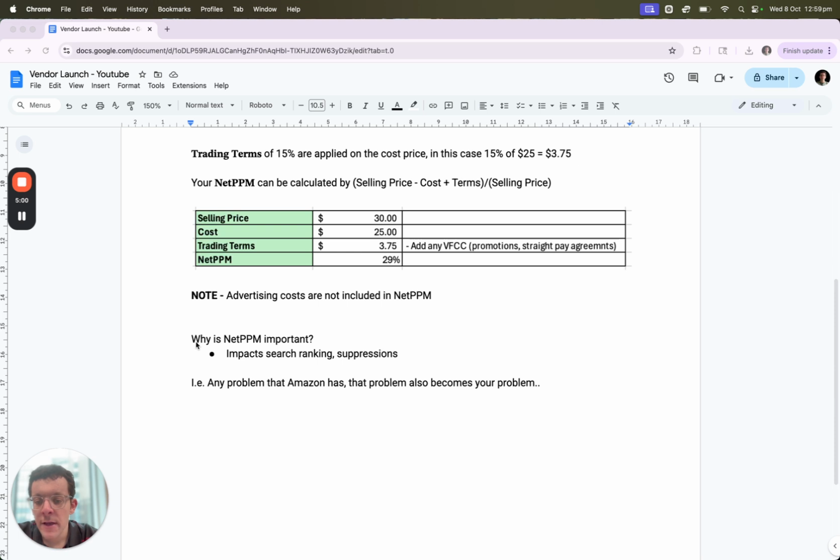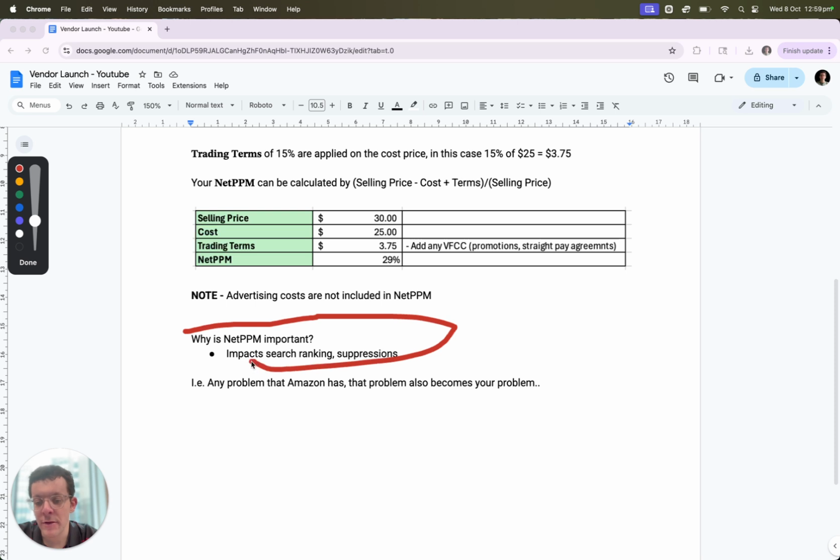And then lastly, why is net PPM important? The more profitable a product, as I mentioned, the more likely Amazon is to promote that product, right? Think about it from their perspective. They want to grow the business of more profitable vendors because they make more money. Whereas if you're not profitable, your net PPM is very low, then Amazon is not incentivized to grow your business. In fact, it can lead to suppressions.